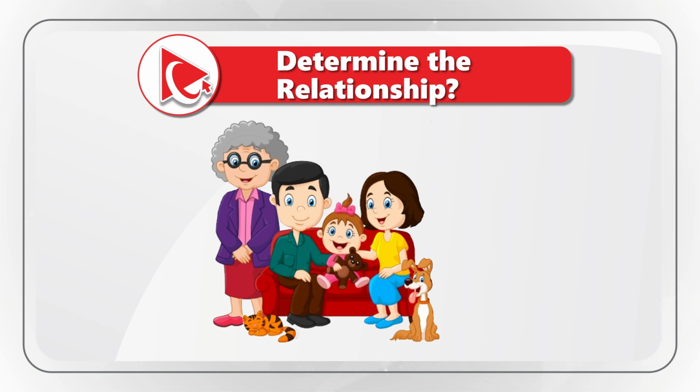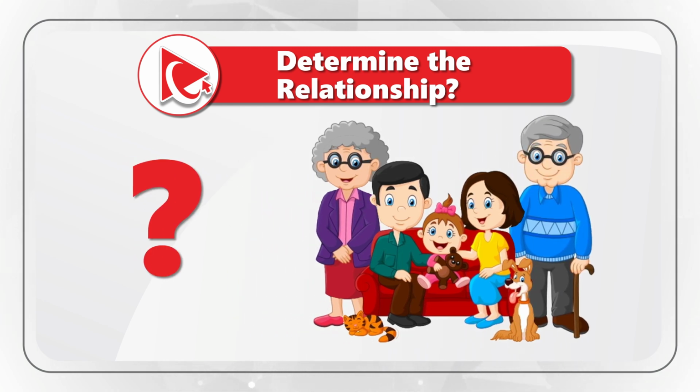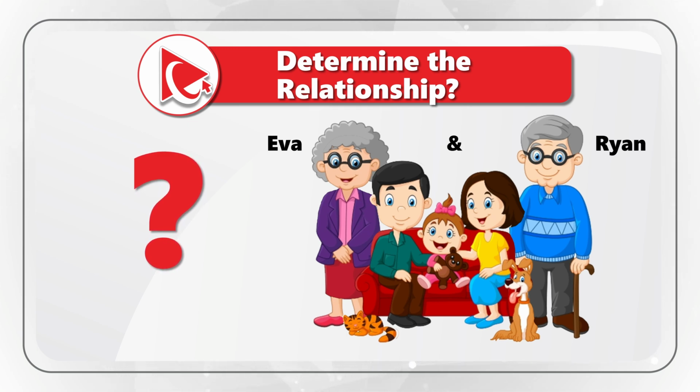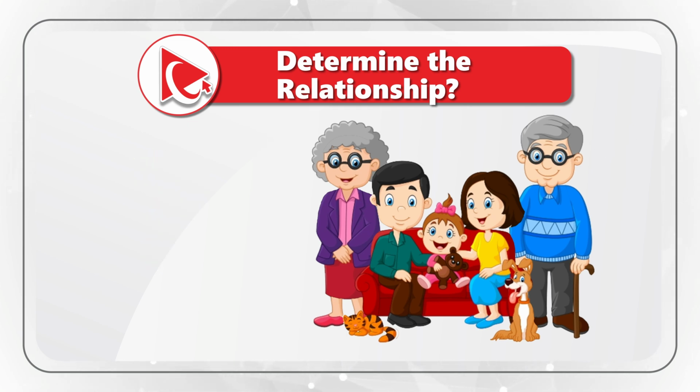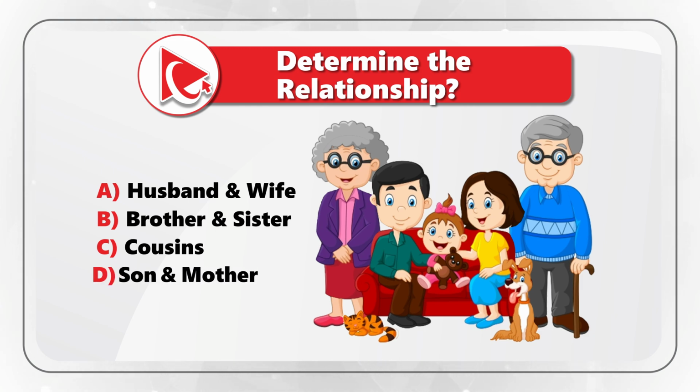Stella enjoys playing games with her grandfather, Ryan. What is the relationship between Ryan and Ava? And you have 4 different choices to select from. Choice A, husband and wife. Choice B, brother and sister. Choice C, cousins. And choice D, their son and mother.